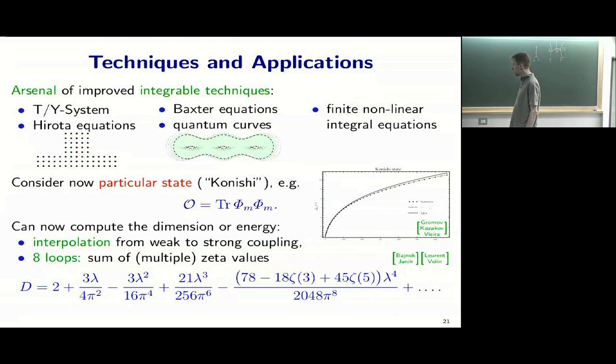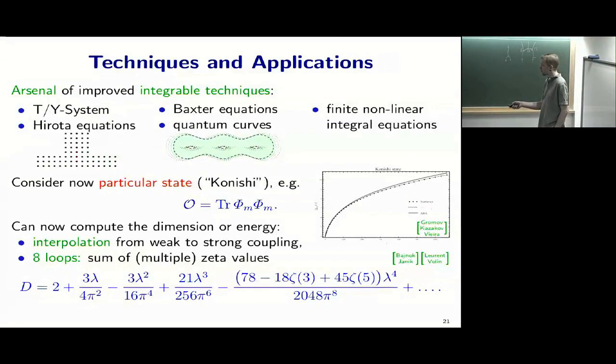And then you can compute the dimension or the energy of this state as an interpolation from weak to strong coupling. You again draw a certain plot, and you can also do an expansion. And I'm not sure how far people have gone, but from the equations you can certainly go to 8 loops. I just displayed the first 4 loops here, just because the first 3 terms are perhaps still quite regular, but the 4 loop term already contains some zeta values, and then if you go to higher loops, you even find multiple zeta values and perhaps more complicated animals.